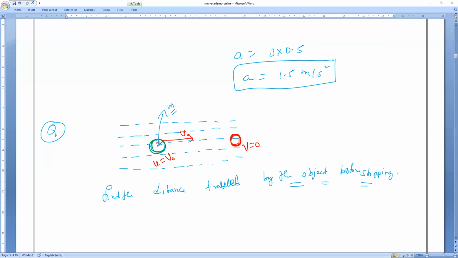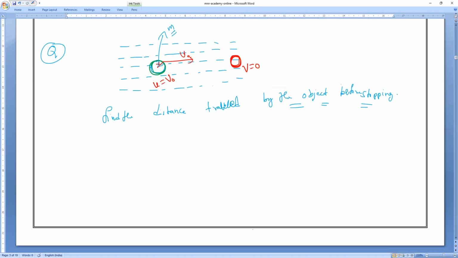No, it is non-uniform motion. So please remember, if it is non-uniform motion, is it possible to apply the equations of motion? If acceleration is constant, then I can apply the third equation of motion, v square equals u square plus 2as. But if you notice, here it is not a constant acceleration.